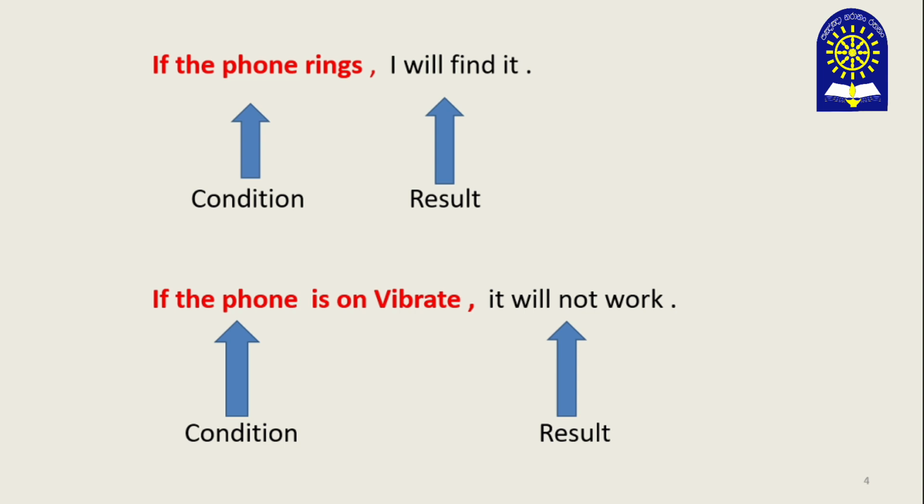Look at the second highlighted sentence in the dialogue. If the phone is on vibrate, it will not work. That means the phone will not work if it is on vibrate. So if the phone is on vibrate is called the condition, and it will not work is the result. Now you can understand we can divide the sentence into two parts, condition and the result.